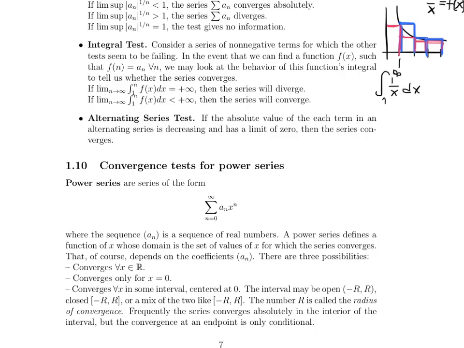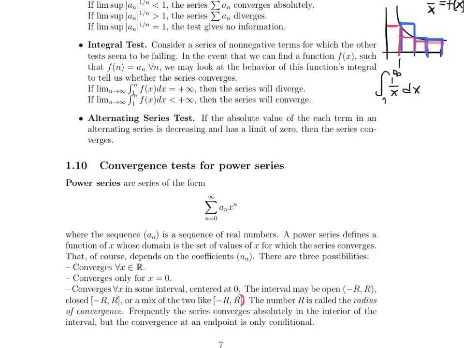So there are 3 possibilities for the domain of a power series. It could converge no matter what value you put in for x. It could converge only when x equals 0. Or it could converge for all x in some interval centered at 0. And that interval could be open, from negative r to r. It could be closed, including negative r and positive r, or it could be a mix of the two. So the number r is called the radius of convergence.